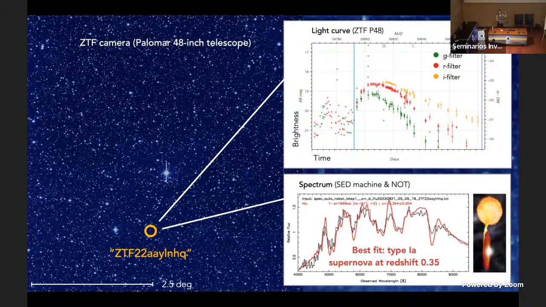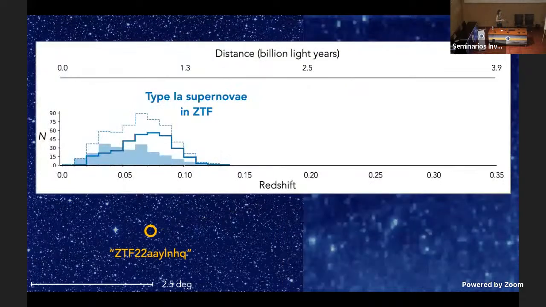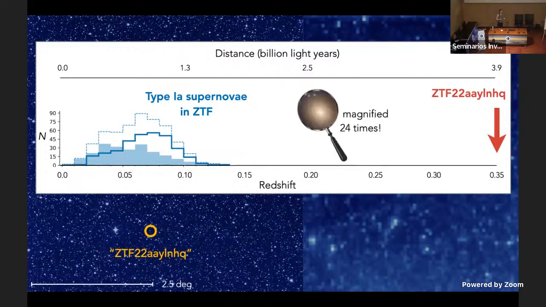I mentioned type 1a supernovae before, which are the standard candles, so they have approximately the same brightness. And with the Zwicky Transient Facility, we never see them up to a redshift of 0.35. What we actually see is maybe up to redshift 0.10, but never more than 0.15, because when they're further away, they're just too faint for us to see with this telescope. But now we have this object here all the way at redshift 0.35, which also appeared really bright to us. So in order to explain this, it has to be magnified around 24 times. So this, of course, was a smoking gun signal that we are dealing with a gravitational lens here.